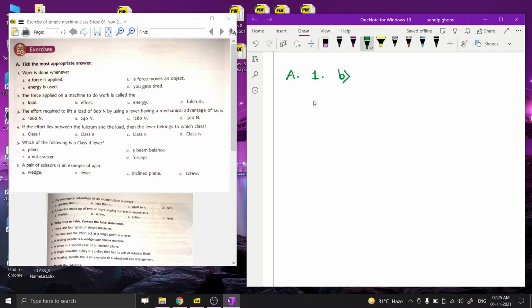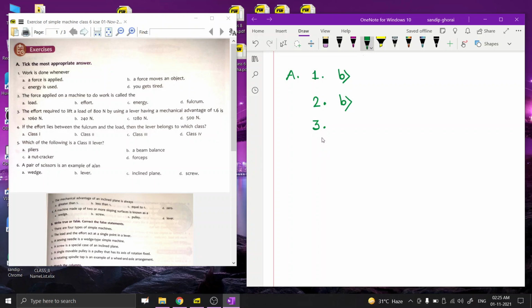And the second question is: the force applied on a machine to do work is called the effort. Okay, this is also option B, because load is the object that has to be lifted or moved by the lever. And effort, what is the definition of effort? We already know the definition of effort: the force applied on a machine or on a lever. Okay, and we move to our next question, that is question number 3.